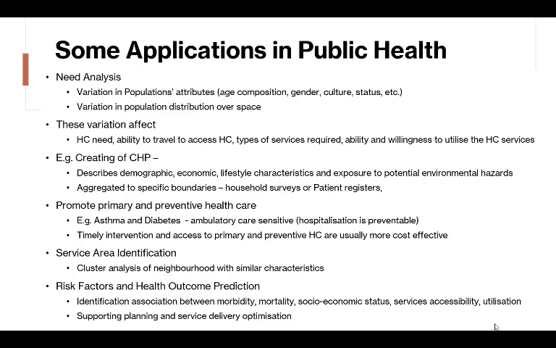Populations vary over space. So with this variation in mind, the healthcare need, the ability to access healthcare, the types of services people will require, their willingness to go and seek these services, and their ability to even utilize these services will vary. So once we understand that that is the situation, we need to do a need analysis and make sure we provide what people need in such a way that they can actually access it.